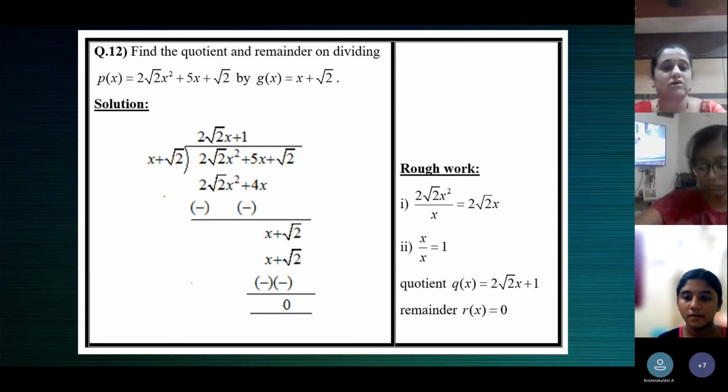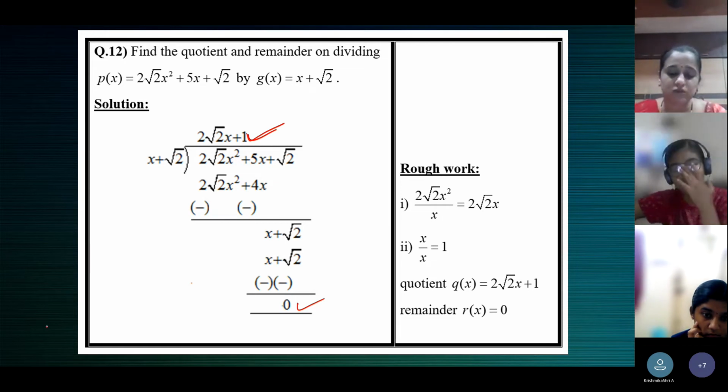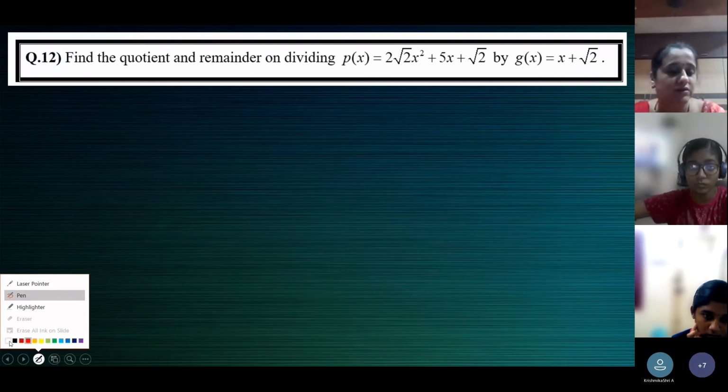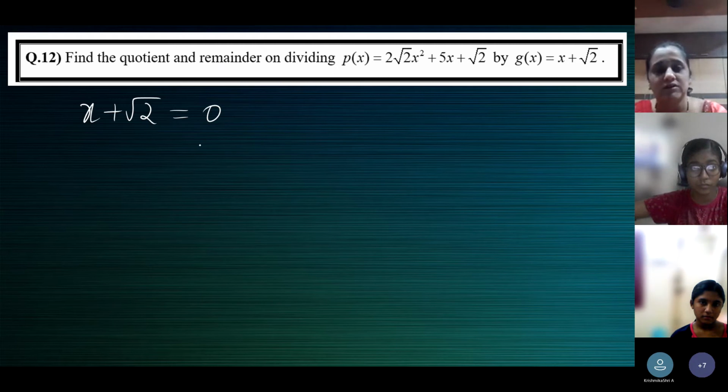To find the quotient and remainder, you will have to perform the long division. See, supposing the question is only to find the remainder, it's not about the quotient, then take the divisor x plus root 2 equated to 0. If we have to find only the remainder, then we can use the remainder theorem.